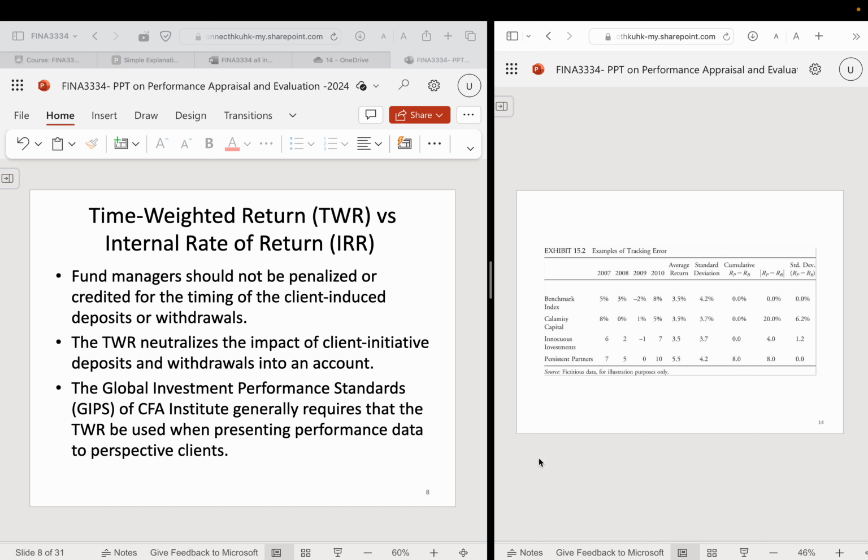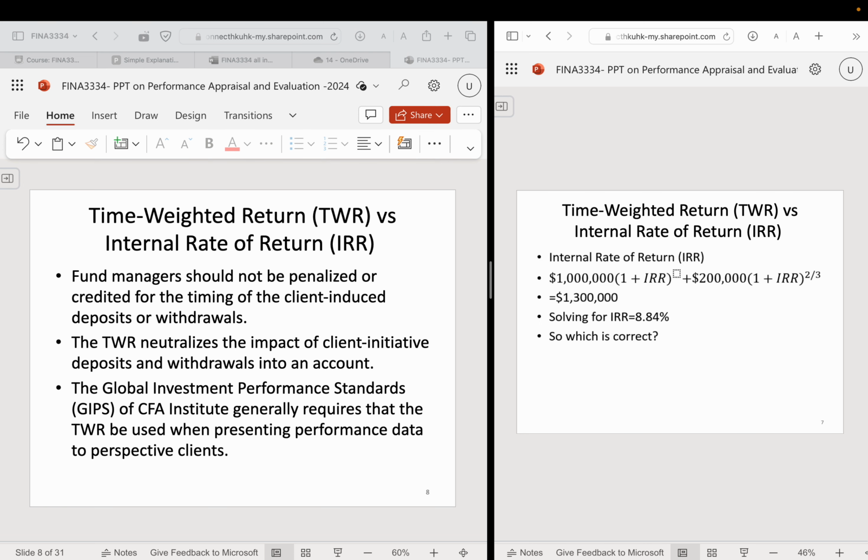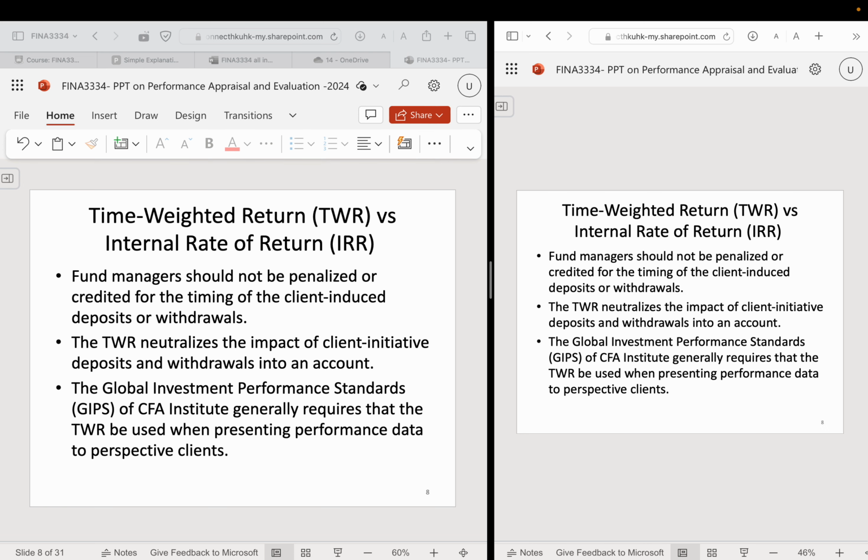So that's why the Global Investment Performance Standards of CFA Institute require that the time weighted return be used when presenting performance data to prospective clients. The difference between time weighted return and IRR is generally modest if the cash flows are relatively small or income volatility is low. However, the contrary is true if the volatility is high.